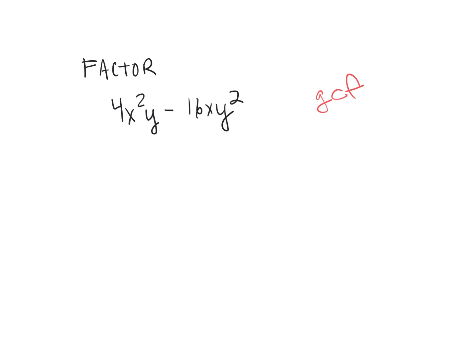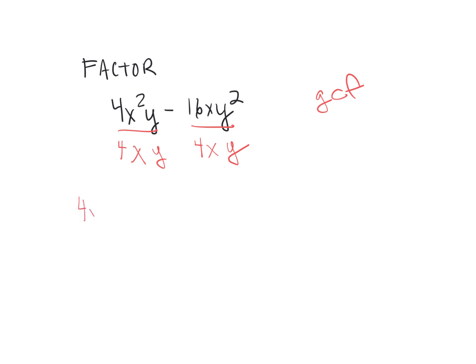So looking at this binomial, I can see that my coefficients are 4 and 16. So the GCF there is going to be 4. I can look at my variables. I see that there is an x squared and an x. And so that is going to tell me the GCF between those two is an x. And then if I look at the y's, I have a y and a y squared. And so the GCF is going to be a y.